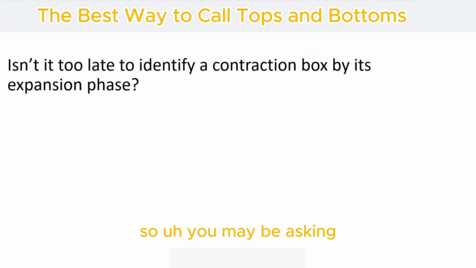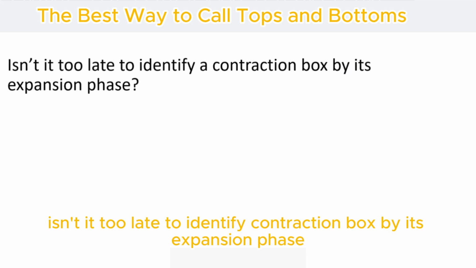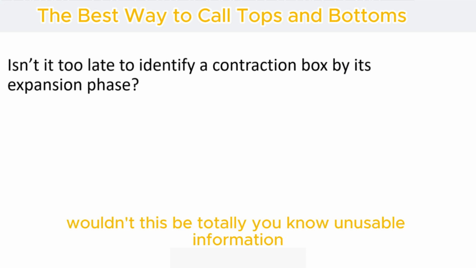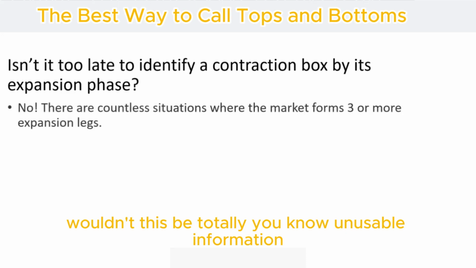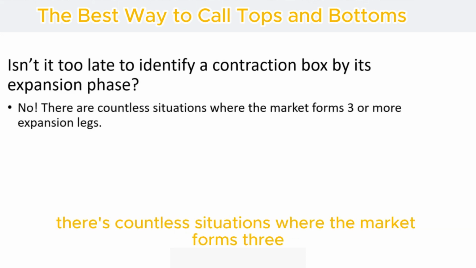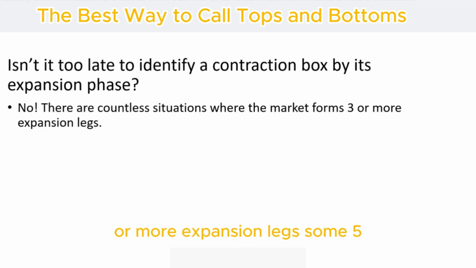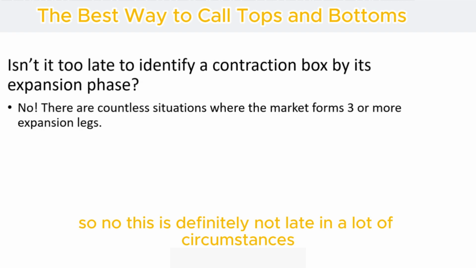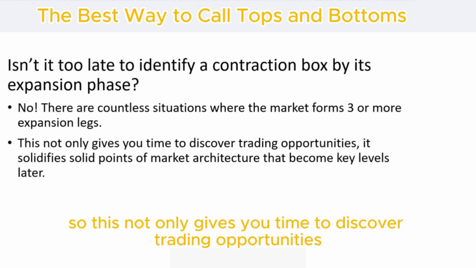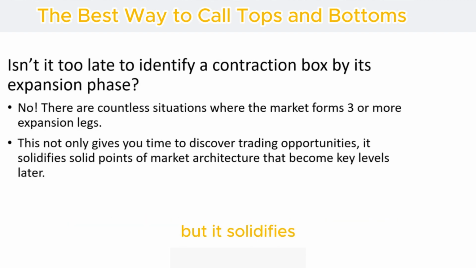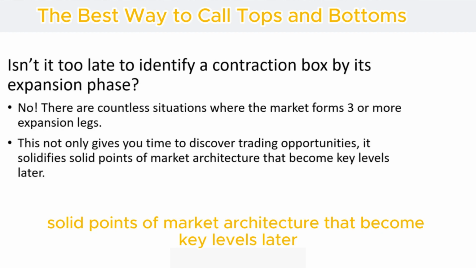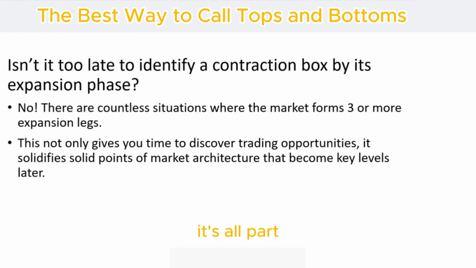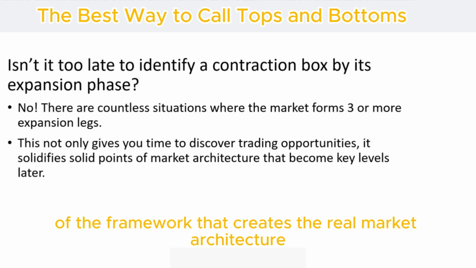So you may be asking, isn't it too late to identify a contraction box by its expansion phase? Wouldn't this be totally unusable information? The answer is no. There's countless situations where the market forms 3 or more expansion legs, some 5, 6, 7 expansion legs back and forth, where you would want to use that original contraction zone as a reference point. So, no, this is definitely not late in a lot of circumstances. So this not only gives you time to discover trading opportunities, but it solidifies solid points of market architecture that become key levels later. It's all part of the framework that creates the real market architecture.